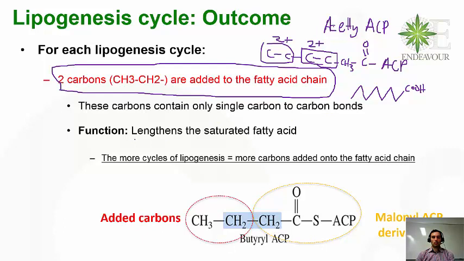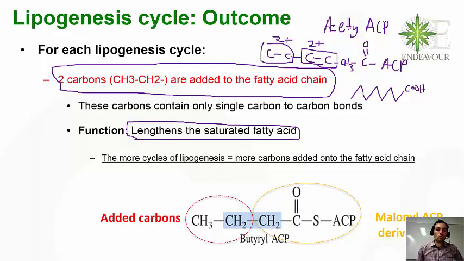So basically we can say that the lipogenesis cycle will lengthen the saturated fatty acid chain. So we're just adding these additional carbons which are connected by single carbon-carbon bonds to make the fatty acid chain longer. Because remember, we need these fatty acids to create our triacylglycerols and store that as fat. So to make our triacylglycerol, we have the glycerol and we attach that glycerol to 3 different fatty acids.